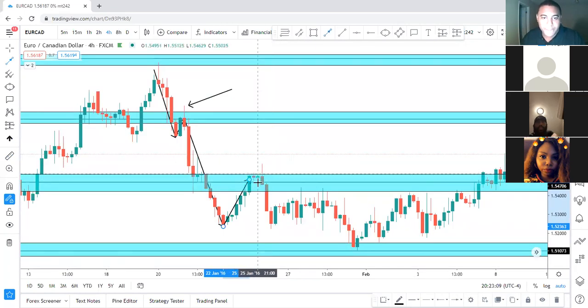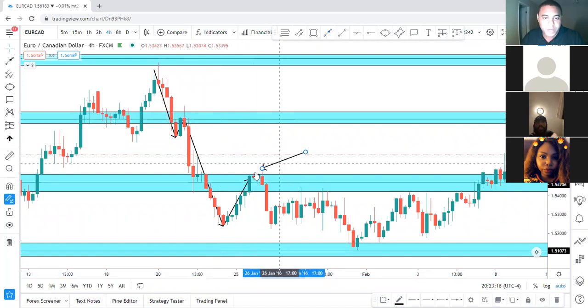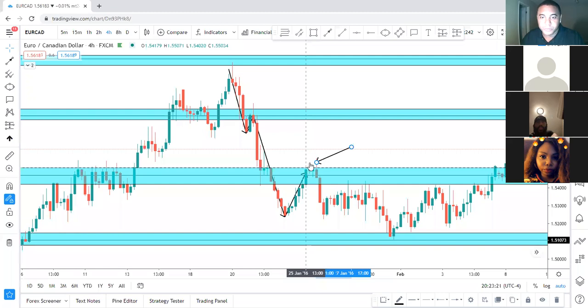Tried to go up again, failed. Price went up, left this long wick for us now. Again, the market is telling us a story. Three times the price tried to break this area and it failed.